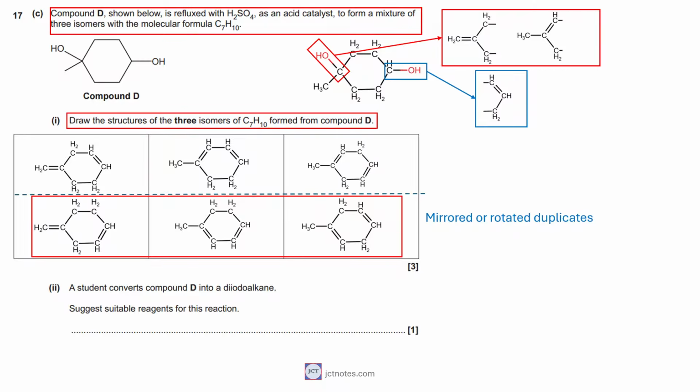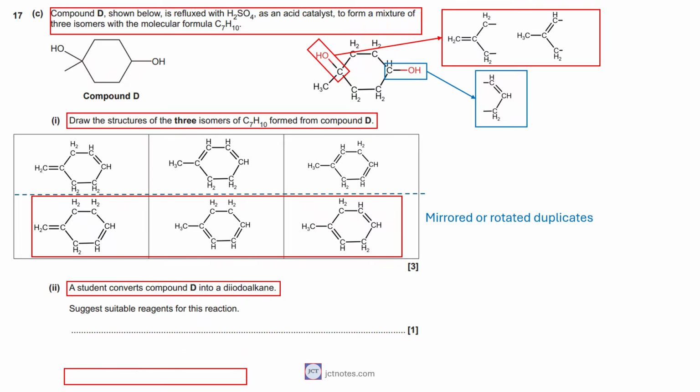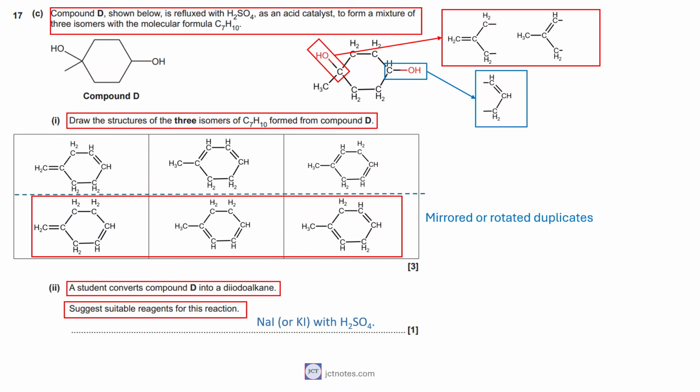In the second question, a student converts compound D into a diiodoalkane. We are asked to suggest suitable reagents for this reaction. This is a substitution to form a halogenoalkane. The halogen in this case is iodine. The reagents are sodium iodide or potassium iodide with sulfuric acid.